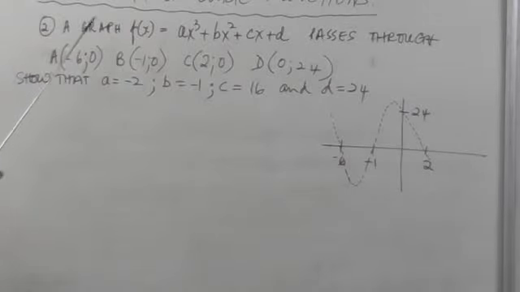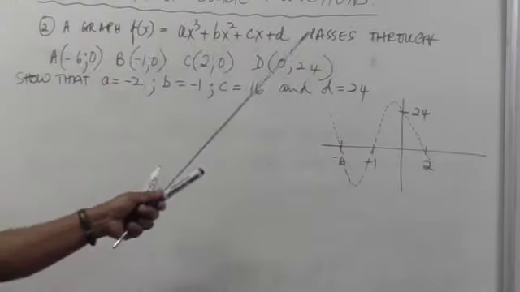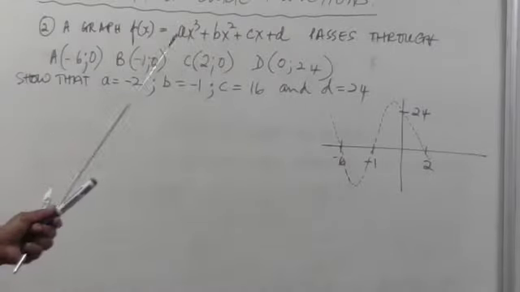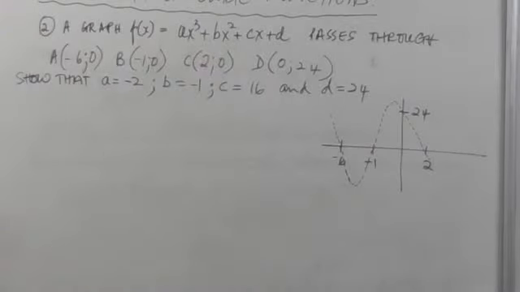Alright, let's move to a cubic function. A graph f of x is equal to ax cubed plus bx squared plus cx plus d passes through the following points. Show that a is minus 2, b is minus 1, c is 16 and d is 24.